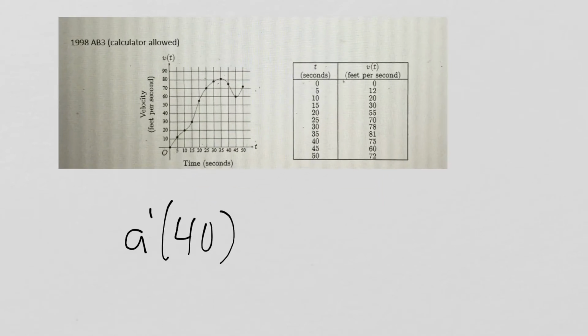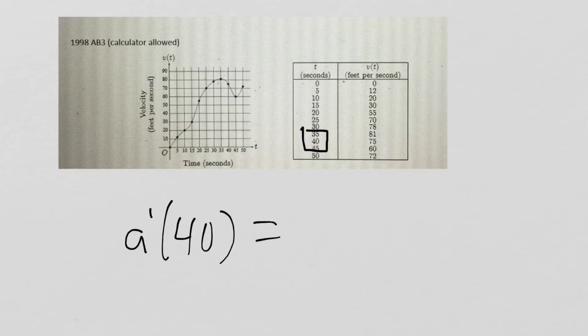Okay, moving along, find the approximation for the acceleration of the car in feet per second squared at t equals 40. So it's asking us to approximate a prime of 40. Okay, let's get our table back in here. So let's see where 40 would be. Oh, well, in fact, we know the velocity at 40. So we can see that it's between 45 and 35, obviously. So what we can do is use 45 and 35, the average rate of change of the velocity on that interval, and that will help us approximate a prime of 40, because we're looking for the interval that contains 40.